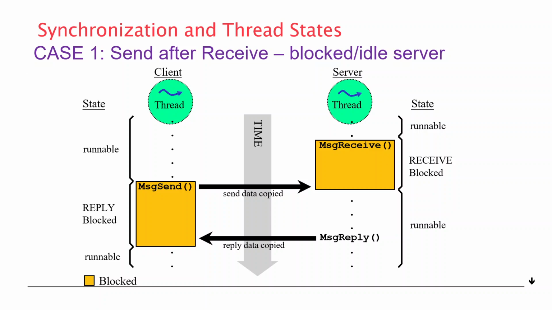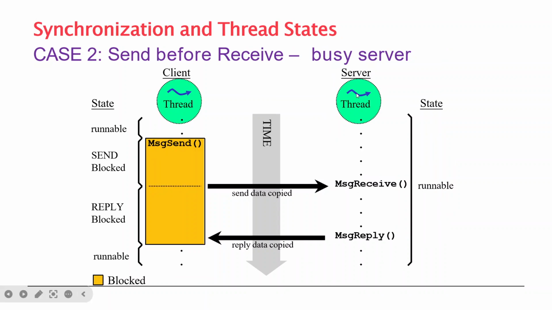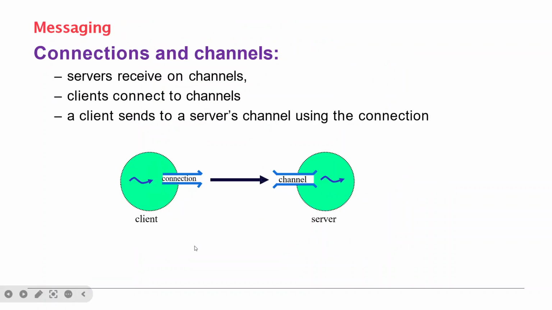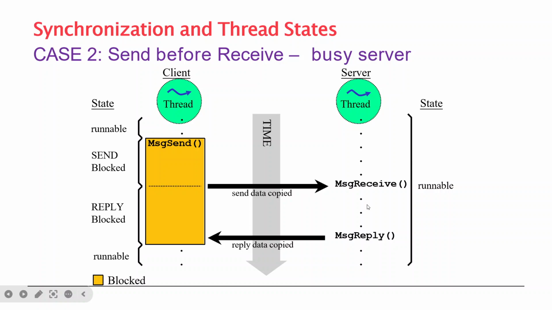Case one: send after receive, with a blocked or idle server. We are going to take a blocked or idle server. This is the client and this is the server. First, both are in the runnable state. The client is in the runnable state and sends the message, the data. After sending the message, the client will be send-blocked.